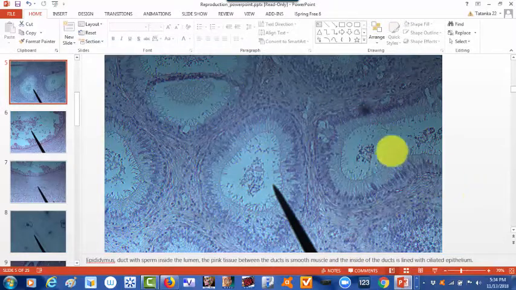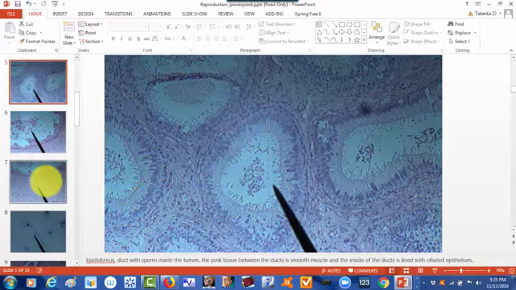And this is where sperm are stored and they mature, and this is where they are prior to being ejaculated. So all that smooth muscle helps get these out of these duct areas. So ciliated, I showed you that, that's the lining. Smooth muscle, and then this is the lumen, all that.